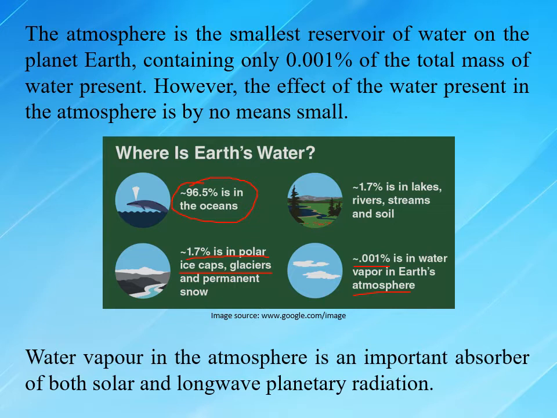Now the effect of this very minute percentage of water vapor within the atmosphere: although it is present in a very small amount, the effect is not so small. With a slight change in the concentration or amount of water vapor in the atmosphere, it causes a change in temperature condition for a shorter time, and it can also change the climatic condition for a longer time. So water vapor basically acts as a trap for both the incoming solar radiation and the outgoing terrestrial radiation.